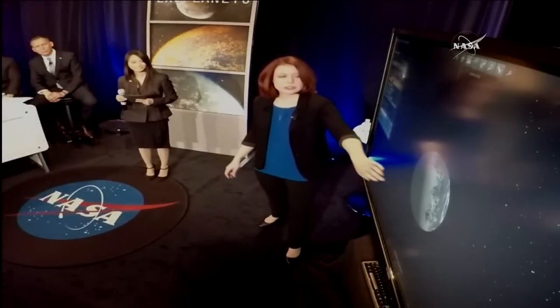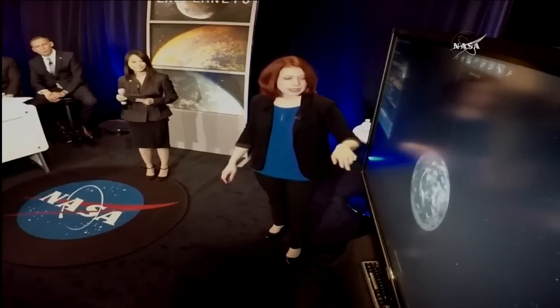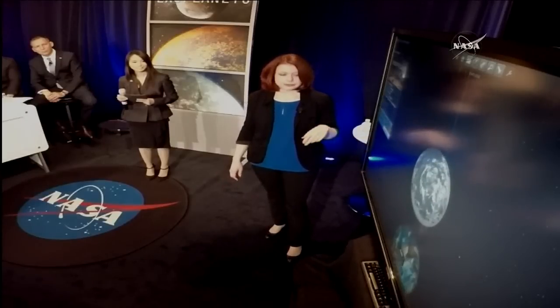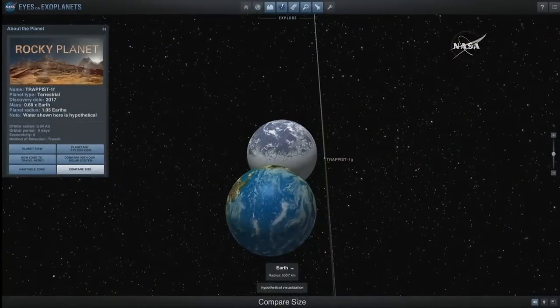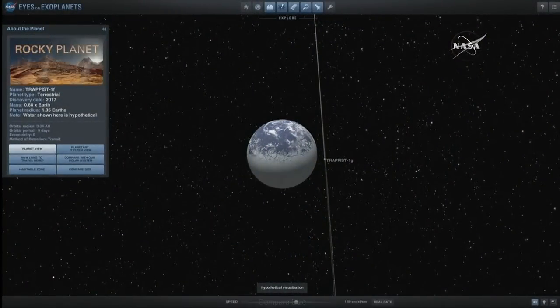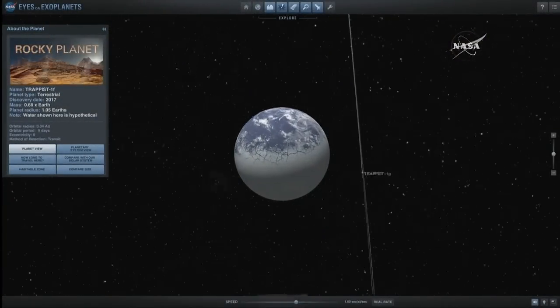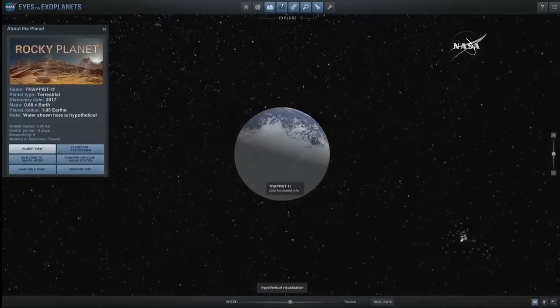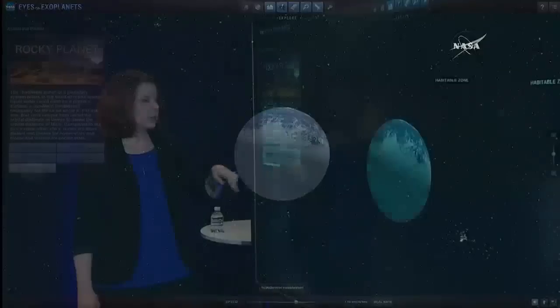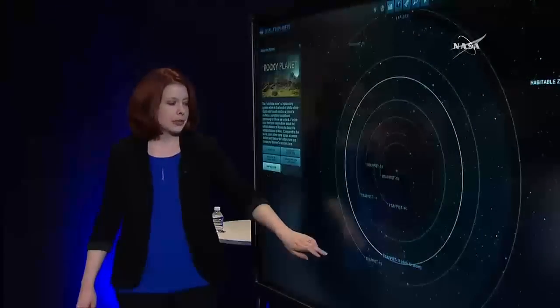Now, this is a potentially water-rich world that is, again, about the same size as Earth. You can see here in comparison. Now, TRAPPIST-1f has about a 9-day orbit, and during that time, it receives about the same amount of sunlight as Mars does in our own solar system. And the final planet in the habitable zone of the TRAPPIST-1 system is TRAPPIST-1g.